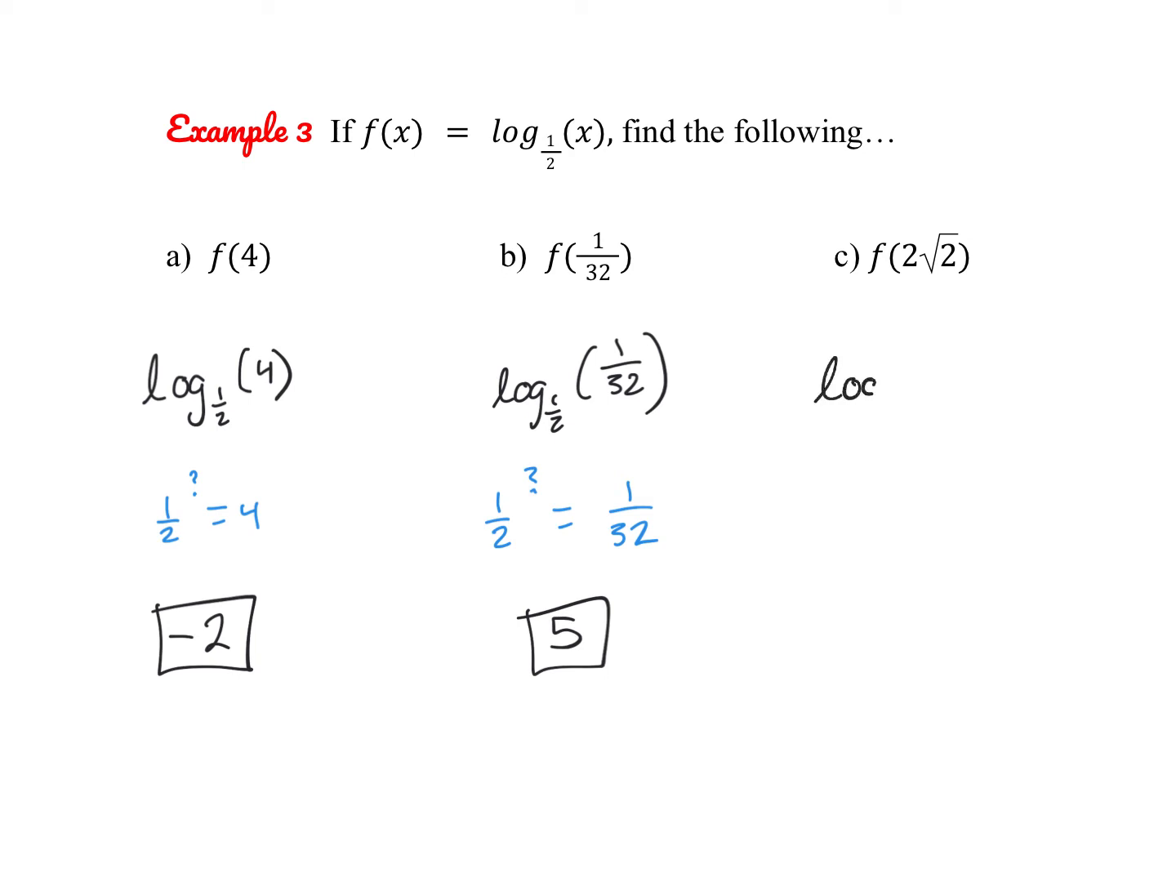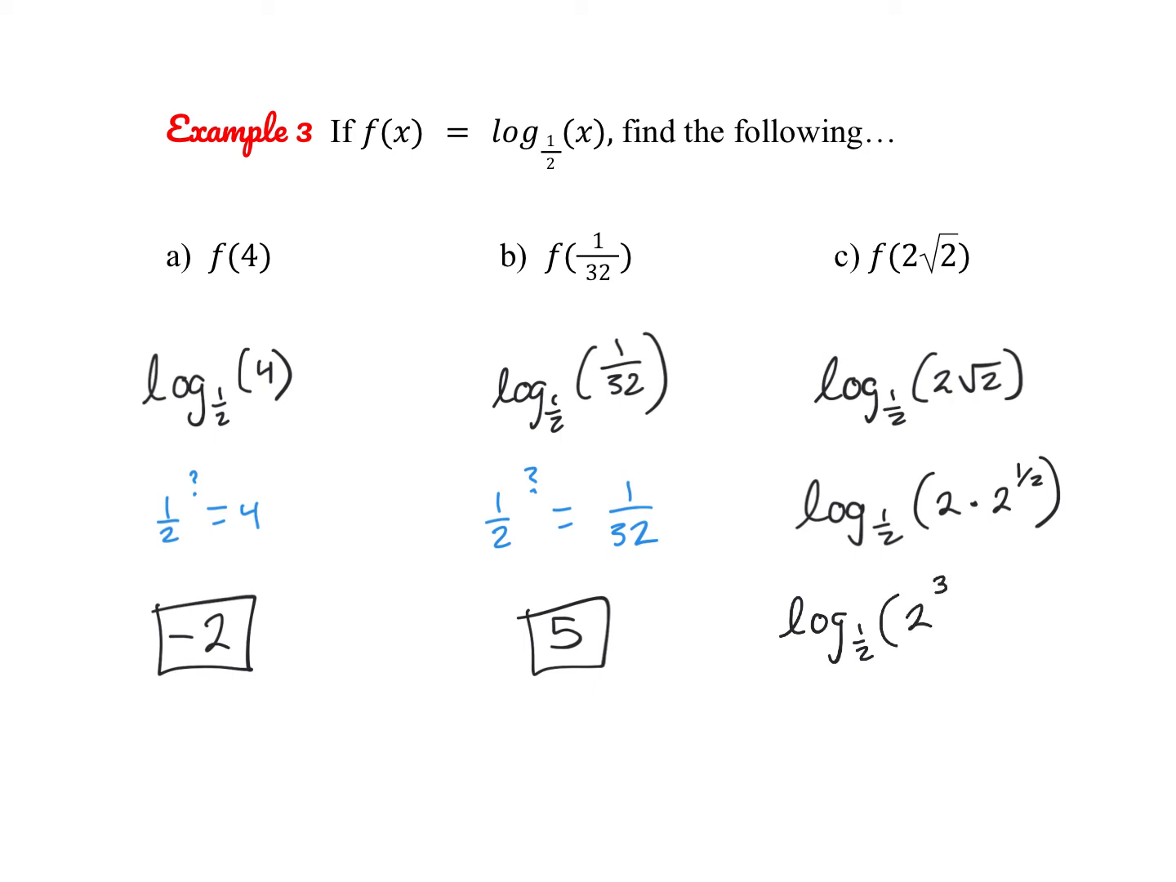this last one, log base 1/2 of 2 root 2, it might be easier for us to rewrite this with a rational exponent using the properties that we learned before. So 2 times 2 to the power of 1/2. And we can actually multiply those terms because they have the same base. So we add up the exponents. So it's 2 to the power of 3/2 because 1 plus 1/2 is 3/2. So I'm saying 1/2 to what power?